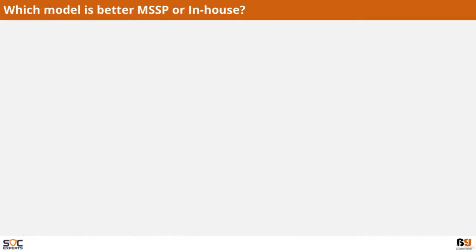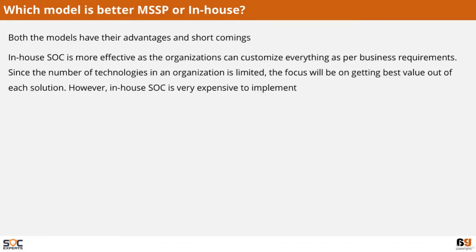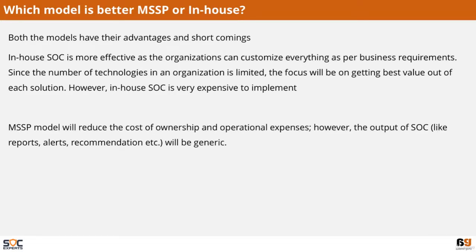Which model is better, MSSP or in-house? Both the models have their advantages and shortcomings. In-house SOC is more effective as the organization can customize everything as per business requirements. Since the number of technologies in an organization is limited, the focus will be on getting best value out of each solution. However, in-house SOC is very expensive to implement. MSSP model will reduce the cost of ownership and operational expenses. However, the output of SOC, like reports, alerts, recommendations, will be very generic. Hybrid SOC gives better results, but it is still expensive to implement.